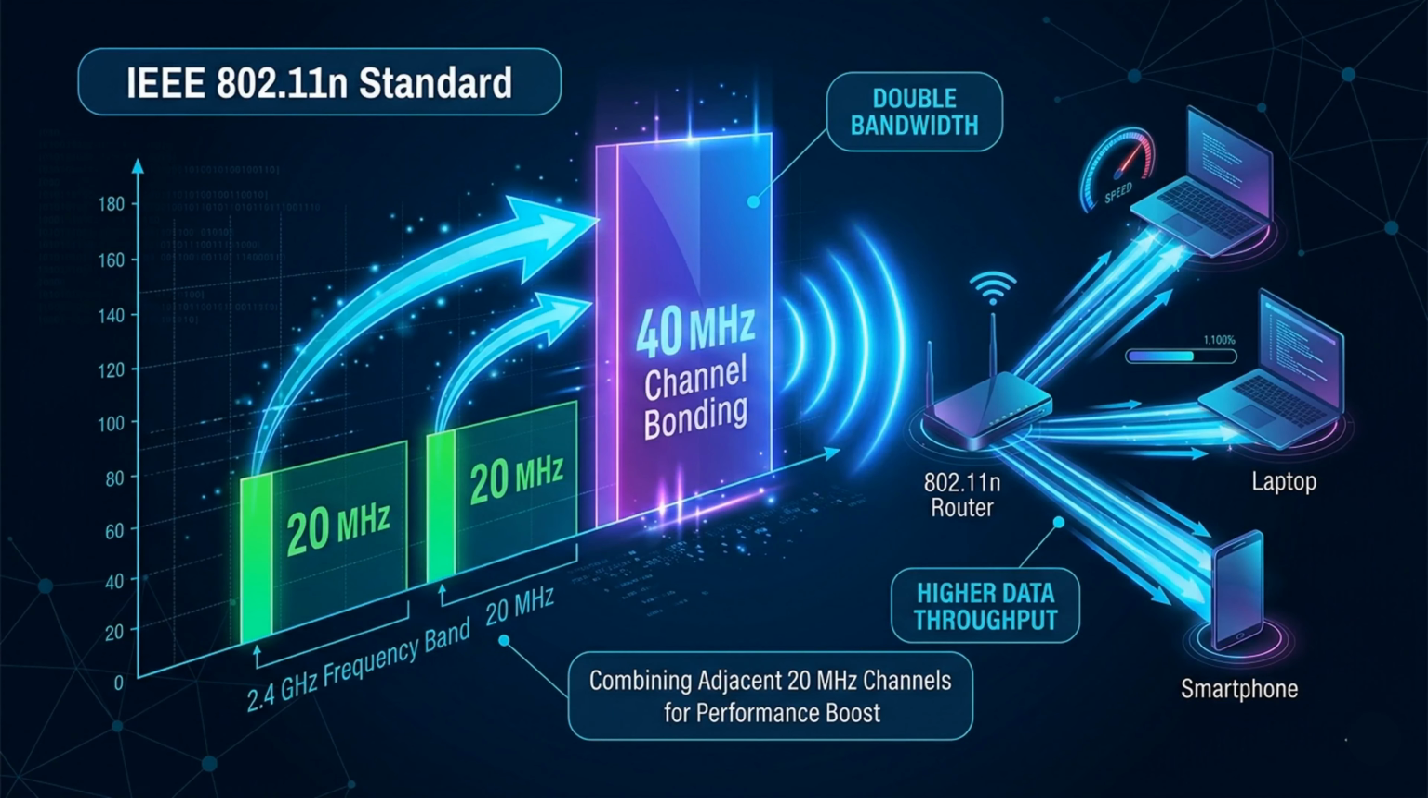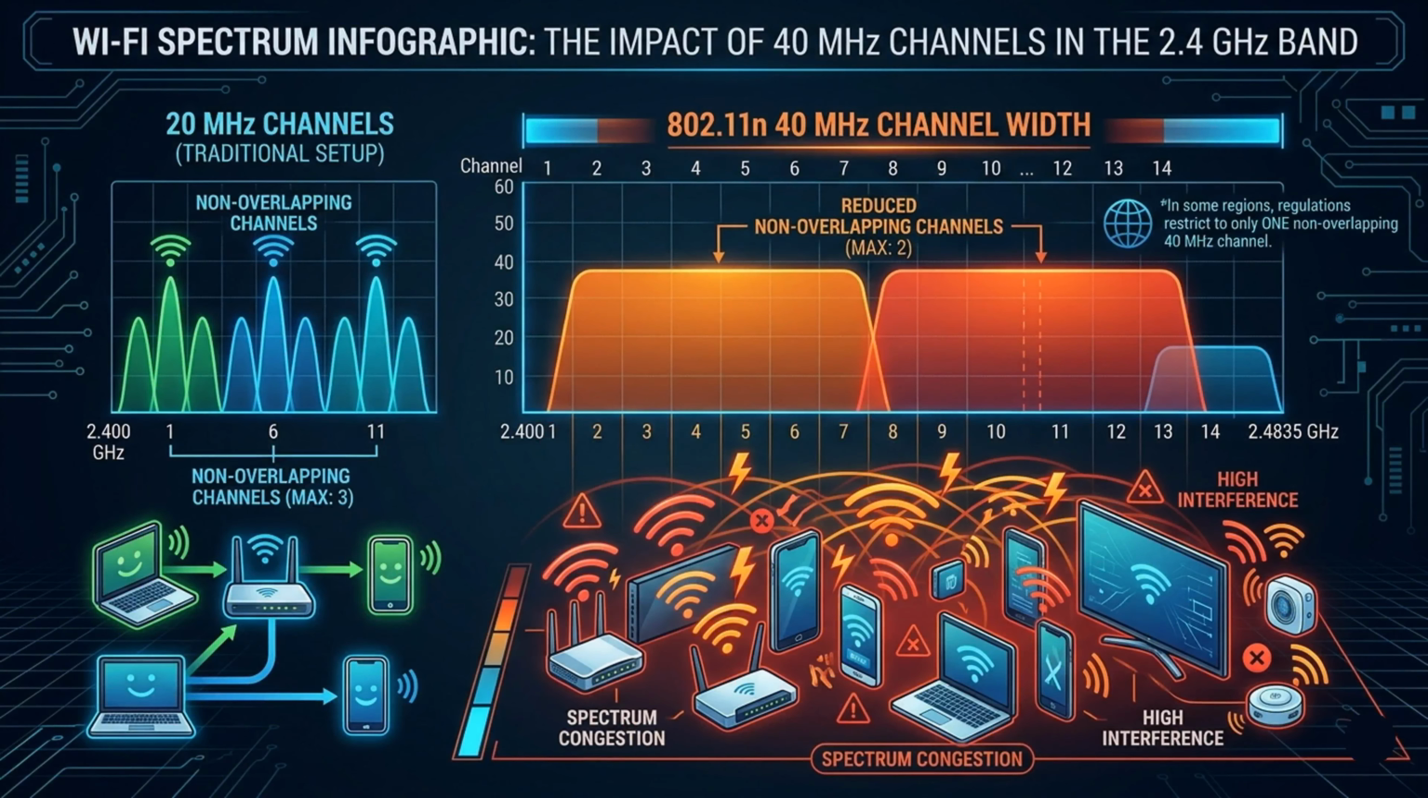Channel bonding. The 802.11n standard allowed channel bonding in Wi-Fi devices to combine adjacent 20 MHz channels into a single wider channel, known as a 40 MHz channel. This increases the data throughput by doubling the available bandwidth. The 802.11n 40 MHz width in 2.4 GHz would reduce the available non-overlapping channels to 2 and in some countries to 1. The 2 non-overlapping channels would not be able to cater to all the devices that use the 2.4 GHz band.